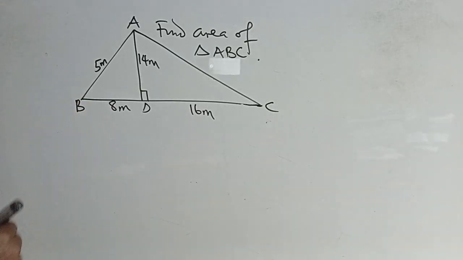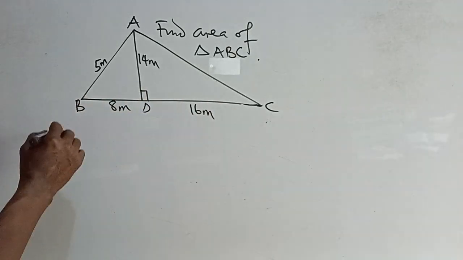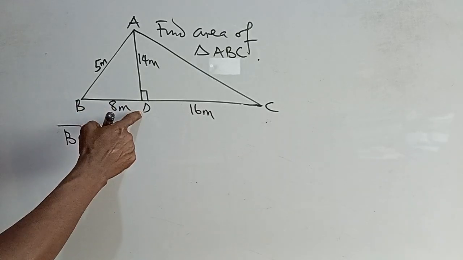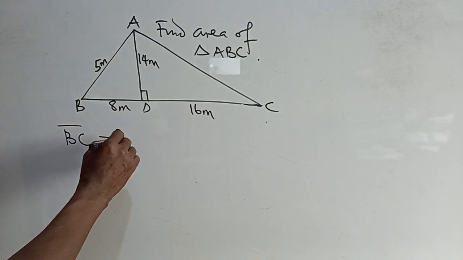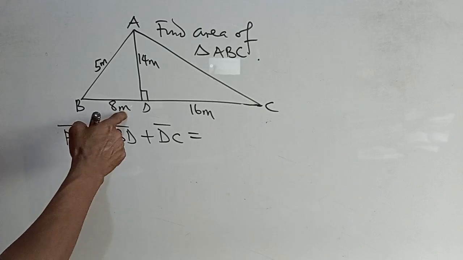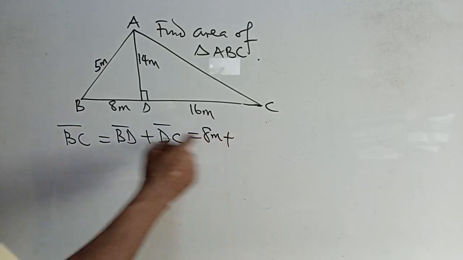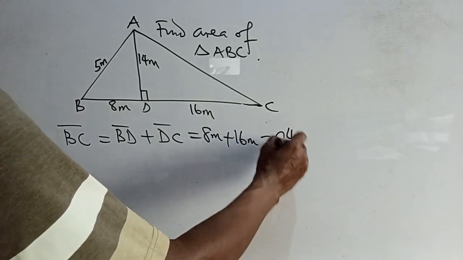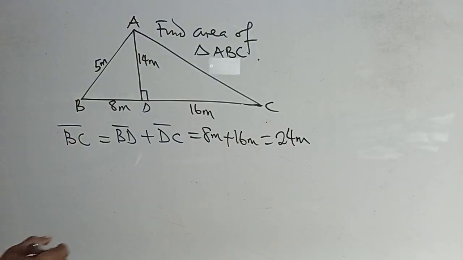And so, for that reason, we are going to use a method that is easier to find the area of this triangle instead of wasting our precious time. So we need to find the length of BC first. The length of BC is going to be BD plus DC. Okay, BD plus length DC, which is what? BD is 8 meter plus length DC is 16 meter. So that gives us what? 24 meter. So the length of BC is 24 meter.